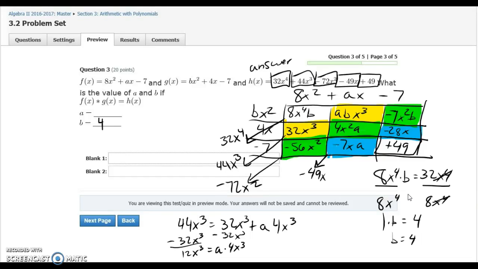So I'll write that over here to have more space. 12x cubed equals a times 4x cubed. I can divide by 4x cubed to solve for a. 4x cubed divided by 4x cubed is 1, which is the multiplicative identity, so I have 1a. And that is equal to 12x cubed divided by 4x cubed. The x cubes are 1. 12 divided by 4 is 3. So what does a equal? A equals 3.